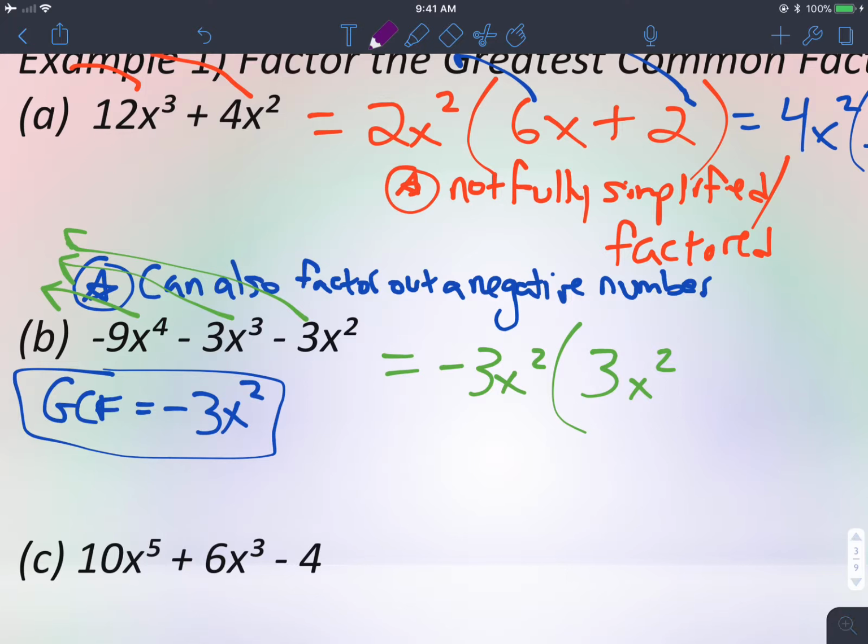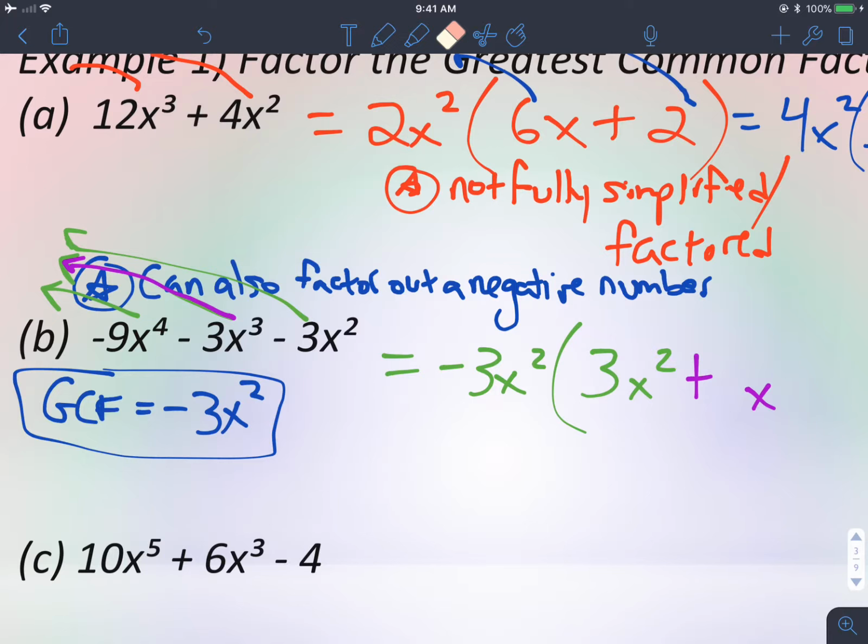Now the next term, negative 3 over negative 3 is positive 1. X to the third over x squared. So remember that rule from the last chapter, subtract the exponents. That should just be x to the first. Remember that you don't have to write the 1 exponent or the 1 in front, so that's just x basically.